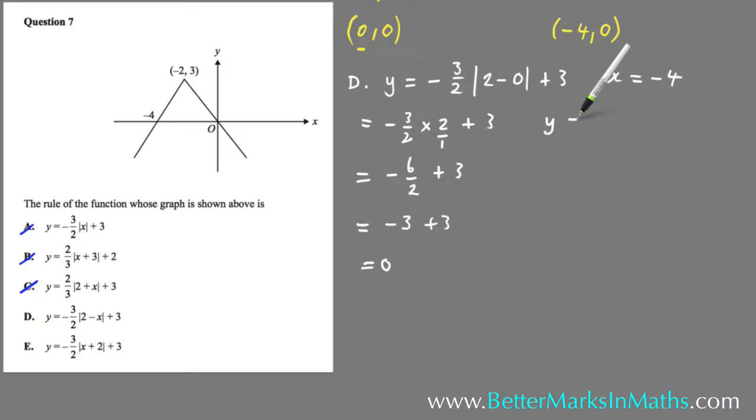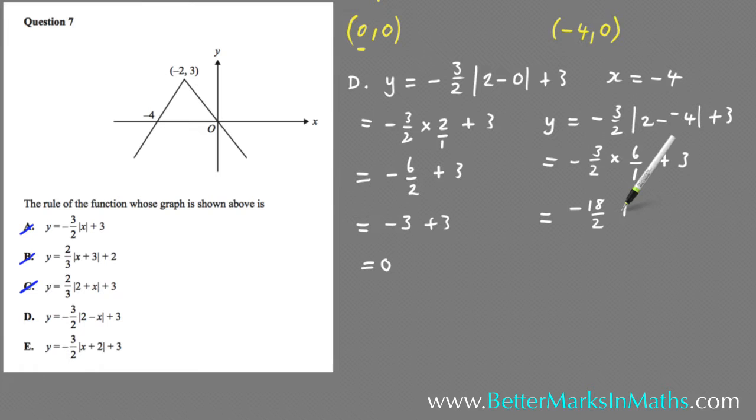So letting x equal minus 4 and subbing that into this one first. So y equals minus 3 on 2, absolute value of 2 minus the x value, which is minus 4, and then plus 3, and then that equals minus 3 on 2 times, this is plus, 2 plus 4 is 6, and that's 6 over 1. 2 plus 4 is 6, absolute value of 6 is 6, and 6 equals 6 over 1, and then plus 3. And then minus 3 times 6 is minus 18, on the bottom 2, and then plus 3. This equals minus 9, plus 3 equals minus 6, which is not equal to 0.